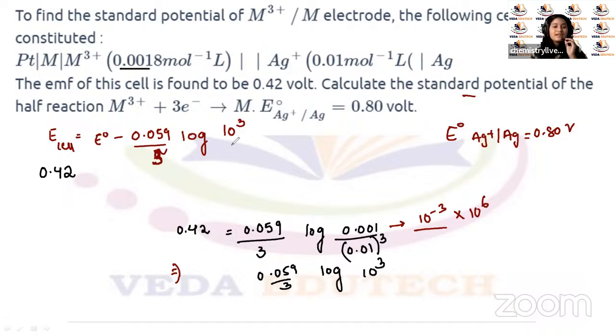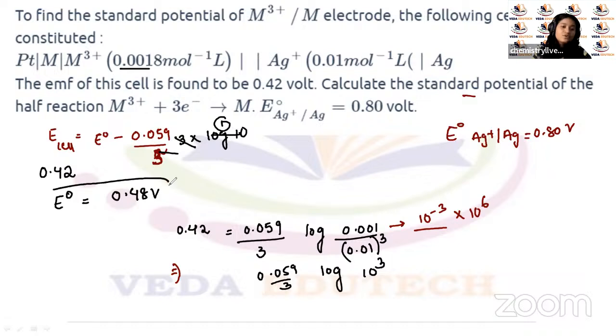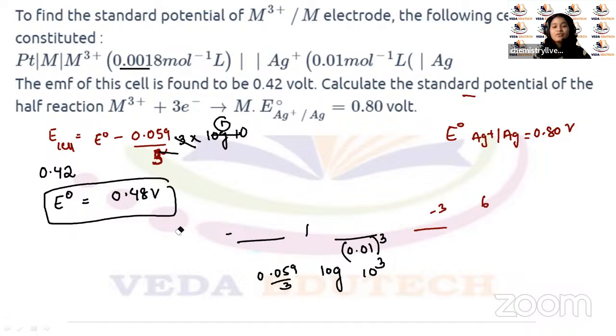Now, what are we going to get here? We'll solve this. This will come this side to 3 log 10. This is going to be 3 log 10. Yes. So this will be into 3 here, into log 10. Log 10 is 1. So this will be 1 here. This will get cancelled. So E cell minus this one, you are going to get that E naught will be equal to 0.48 volt. So if you solve this, you are going to get the value of E naught as 0.48 volt.